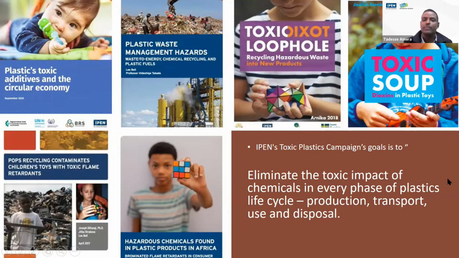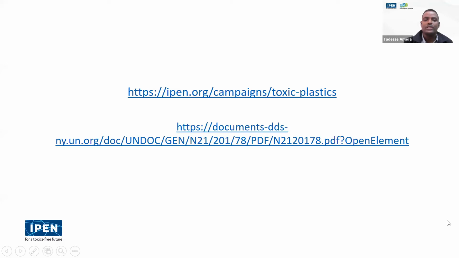So we have a campaign to eliminate the toxic impact of chemicals in every phase of the plastics life cycle: production, transport, use, and disposal. And this webinar is also part of this process. And our approach, the next slide will give you the campaign link and also the discussion points. And you can also visit IPEN's website for further approaches that can be revealed from the publications that we have posted.